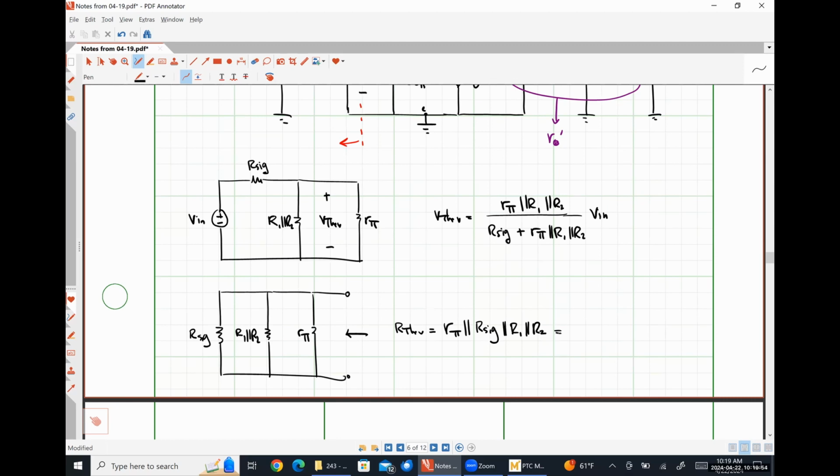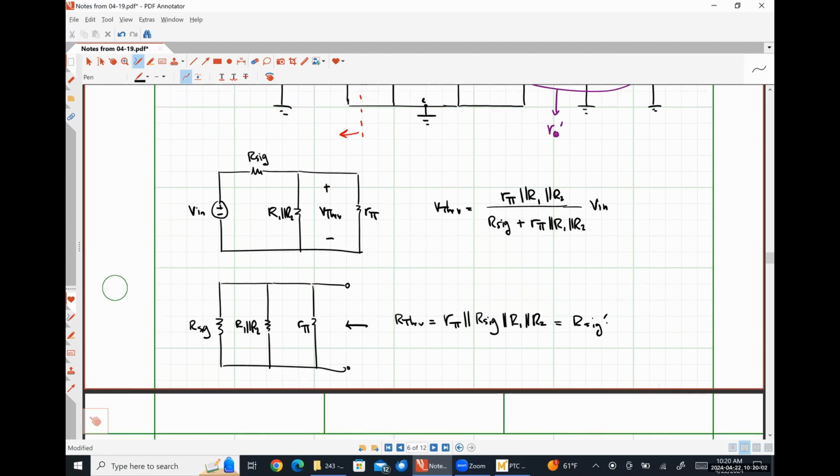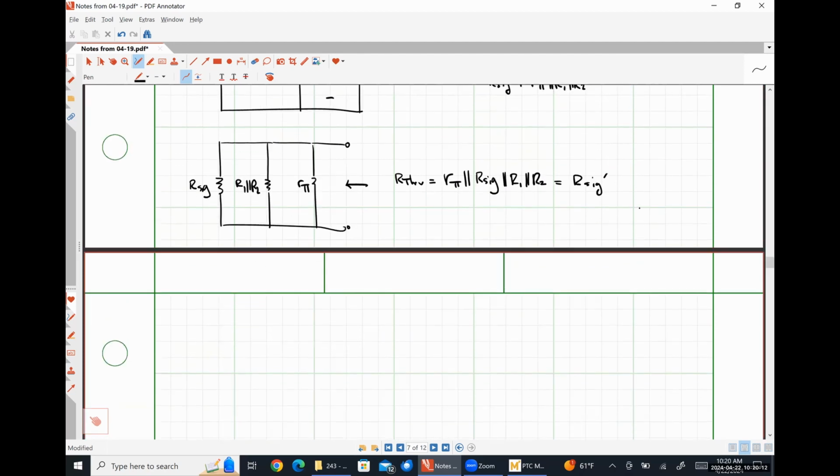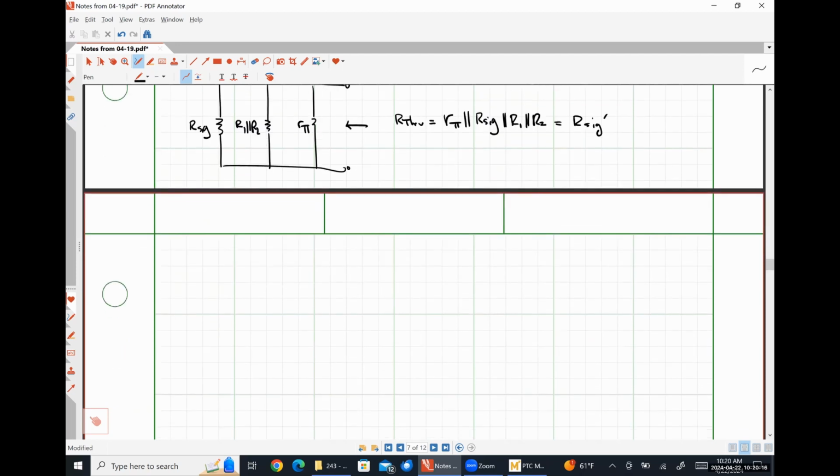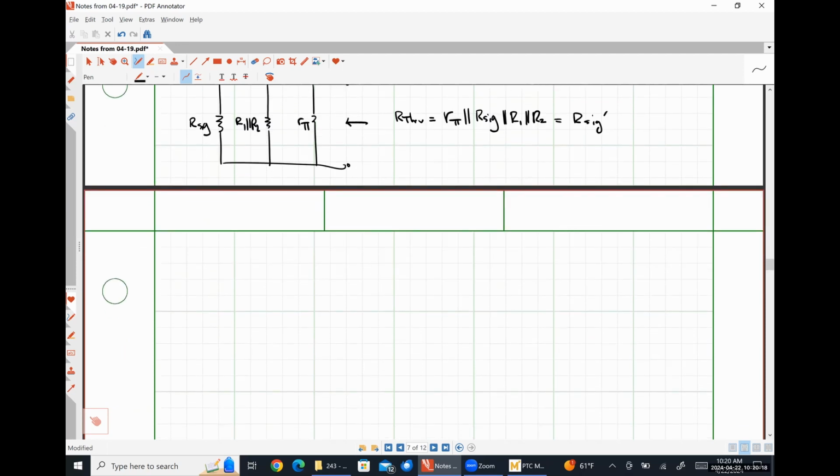I'm going to call this R sig prime. And now I'm going to use these simplifications, not assuming anything away. We're just drawing it in a form that makes it less of a pain to analyze. So I'm going to integrate these simplifications, and our small signal model would now look something like this.